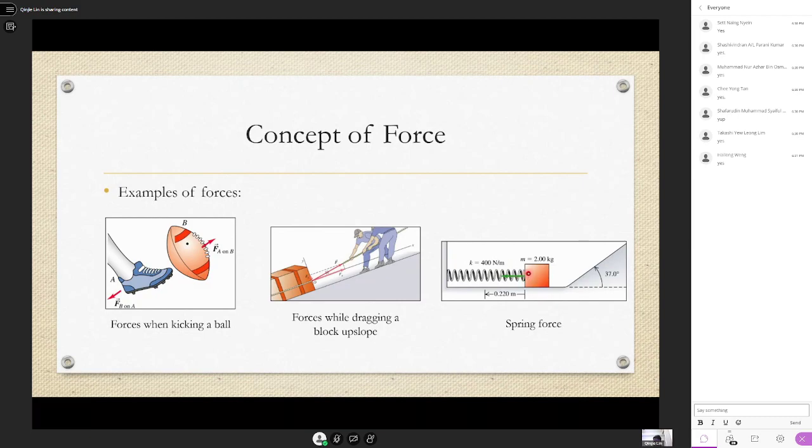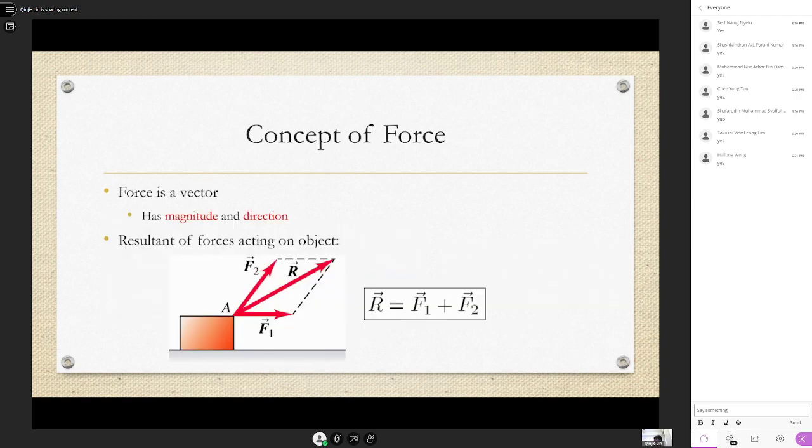If you have to press it in to compress the spring, you apply force to press it in. And when you apply force to press it in, the spring will somehow apply a force outward also. So these are all forces that are happening. Force is a vector. When we say vector, it means it has magnitude and direction. Direction is very important.